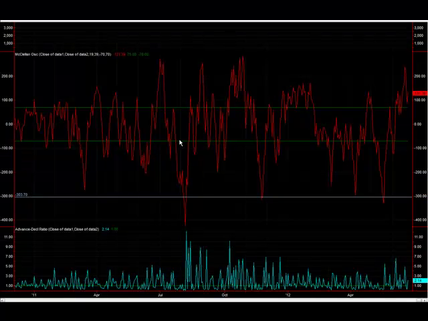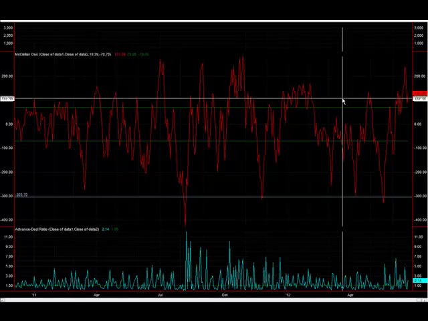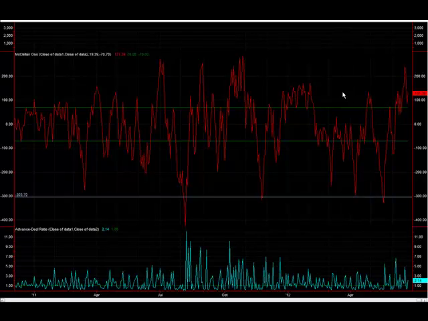Here we have the McClellan Oscillator chart, as you can see here. Right now we are at 131.39. Still a pretty high reading. We want to see it come down somewhat and then we get a rally. But still we're not extremely overbought, but somewhat overbought on the short term. So that's one thing to take into consideration here.